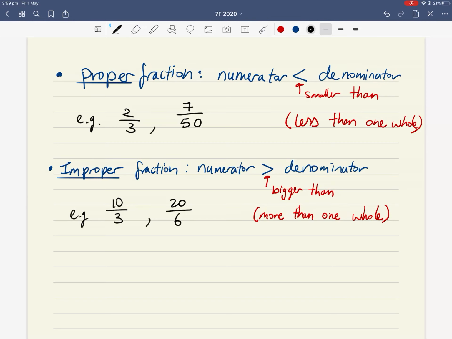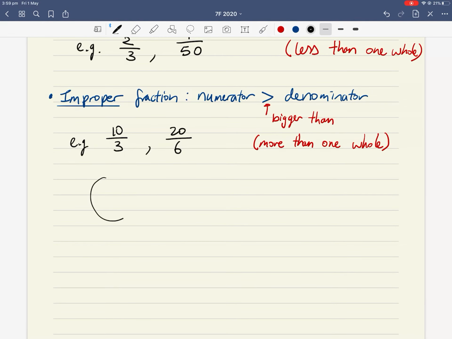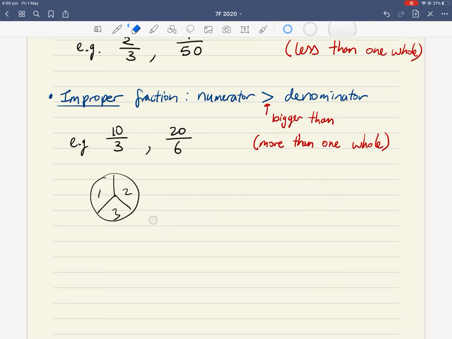Because really, if you consider 10/3, right, it's saying that you have pizzas that have been cut into 3 slices, and you have 10 of these. So you have 1 slice, 2, 3, 4, 5, 6, 7, 8, 9, and then 1/3 of a slice, 10, right? So you really have more than 1 whole pizza. So you have multiple pizzas. So improper fractions are when the number on top is bigger than the number on the bottom.